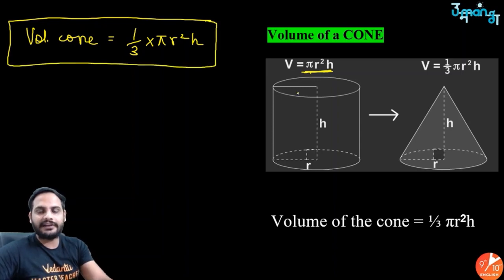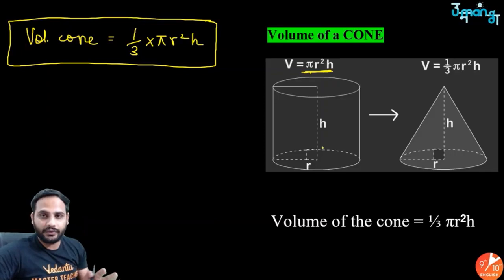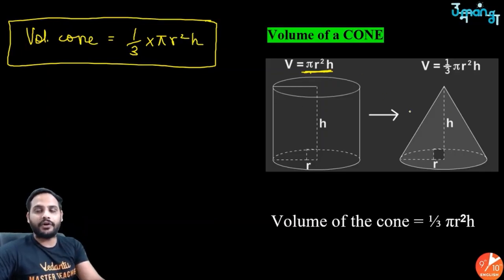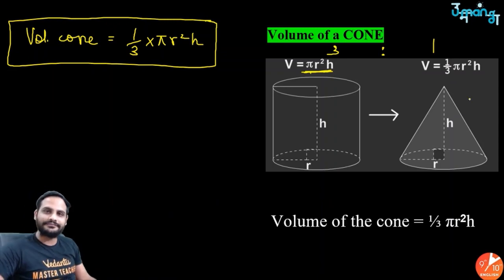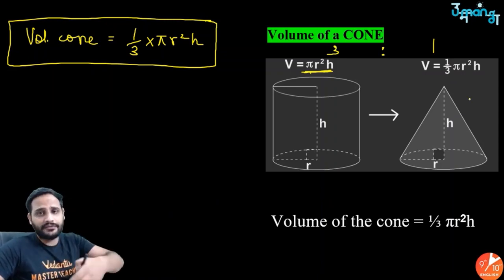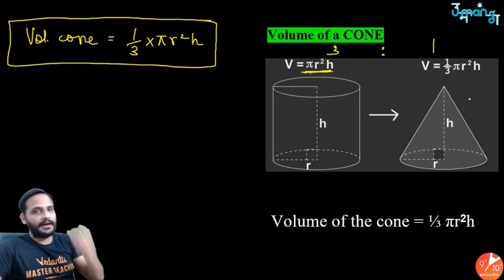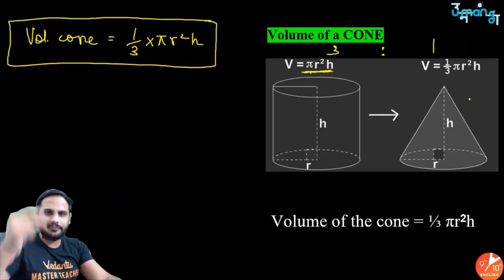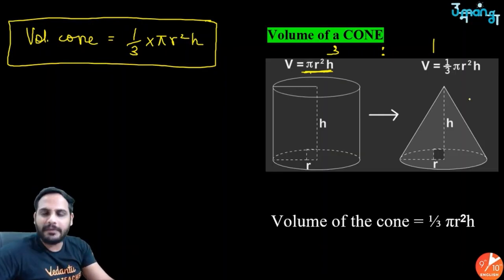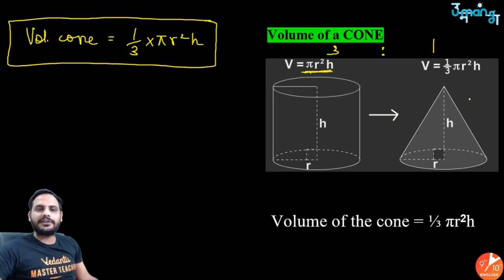So if I have a cylinder and a cone whose radius and height are exactly equal, the ratio of their volumes will be what? 3:1. Okay, this will be the ratio. The ratio of cylinder to the cone will be 3:1 because this is 1/3 times. Got it? So cylinder's volume is going to be 3 times more than the volume of cone if both have same height and same radius. So from cylinder's formula, you can easily remember the volume of a cone. Got it? So these are your formulas.